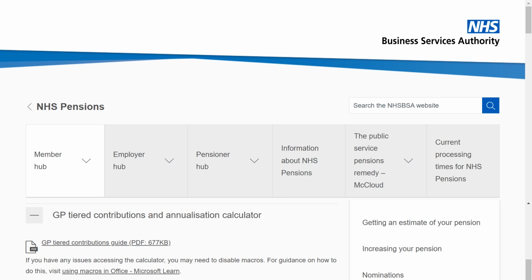You can find information about the calculation of tier rates and guidance on annualisation on the NHS Pensions website within the Members Hub, and specifically in the practitioner section where you have a subsection called GP Tiered Contributions and Annualisation Calculator.